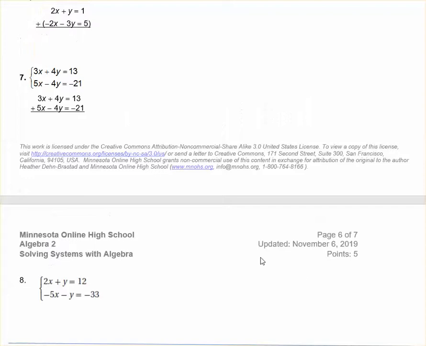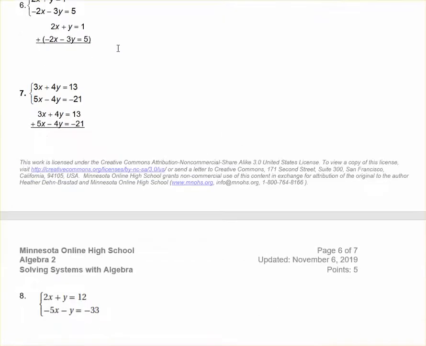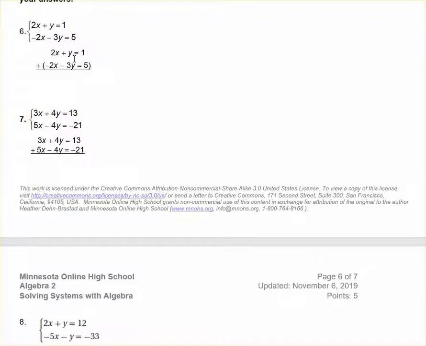All right, so let's pick one of these. Number 6 is started for you. They already added, all they did was write the plus sign. So they showed that you're going to add these together, and 2x plus negative 2x is 0. 1y plus minus 3y is negative 2y, or 1y minus 3y. And then we have 1 plus 5 is 6. So you're almost done solving for y already.